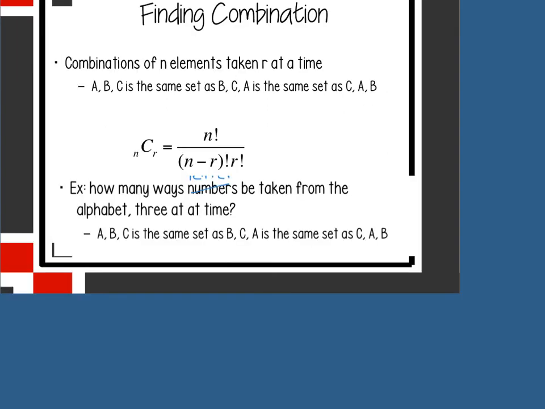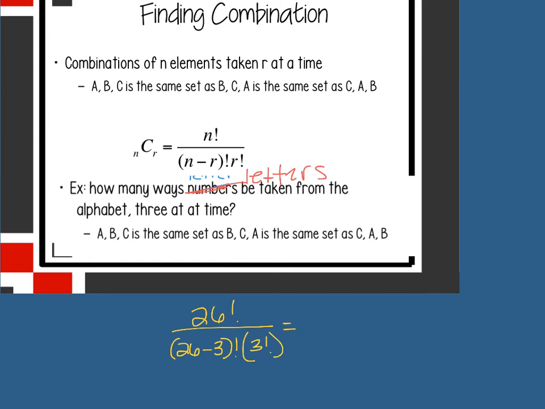Hang on. So if you go back to what was on that last slide, which said how many ways, this should have been, how many ways can letters be taken from the alphabet 3 at a time? So how many letters are in the alphabet? 26, that's my numerator. And then if they're taken 3 at a time, what's my R? 3. So this would be 26 factorial over 26 minus 3 factorial times 3 factorial.